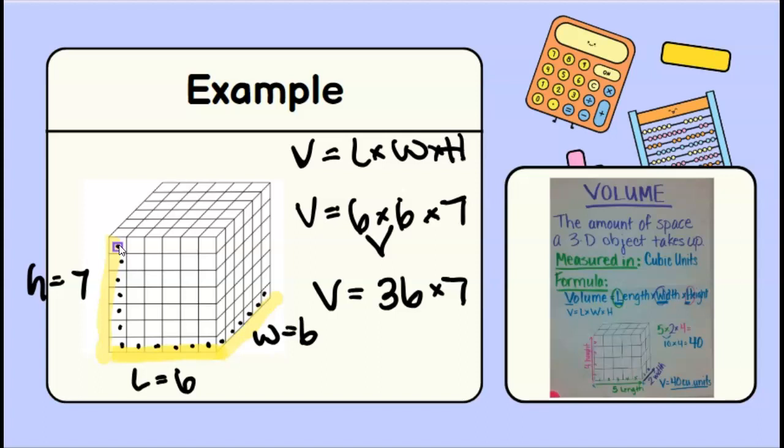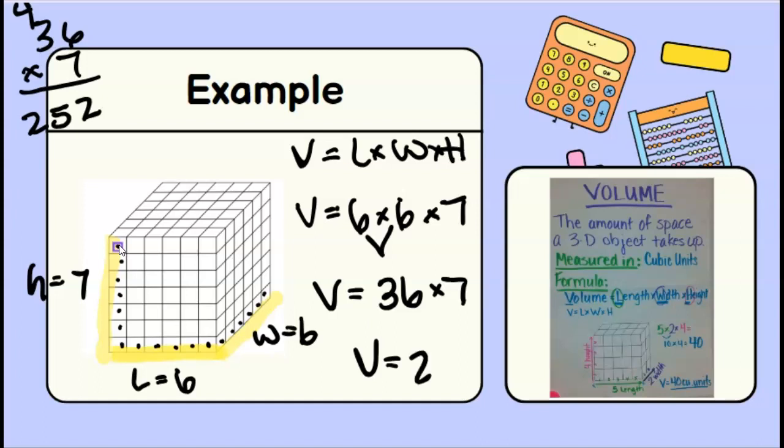I know that 36 might be a little bit big to multiply in our head, so I can put it over here at the top. 36 times 7. Do that math on the side. I know that 6 times 7 is 42. Carry my 4. 7 times 3 is 21, plus 4 is 25. So I know my volume is 252 cubic units.